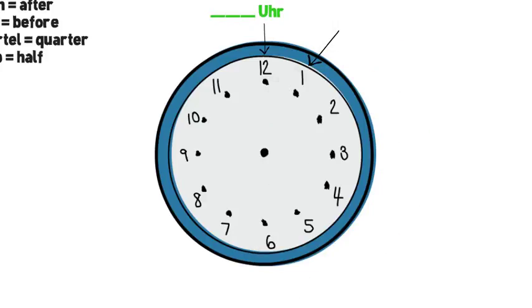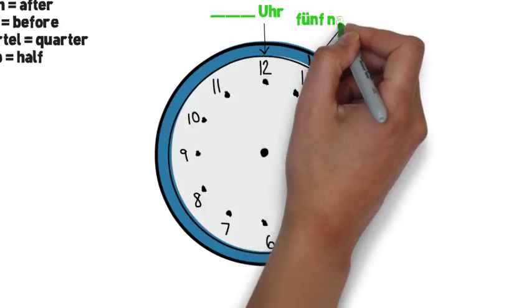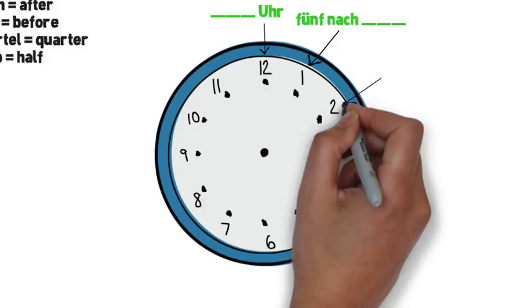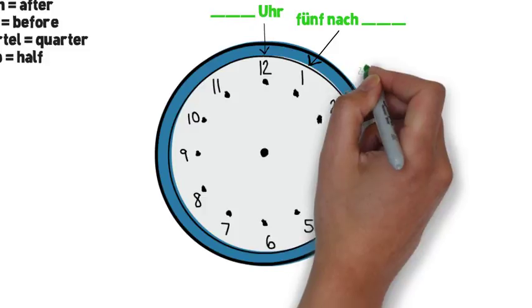5 minutes later, it's now 5 after the hour. So here we'd say 5 nach, whatever the hour was. 3:05 would become 5 nach 3. 4:05 is 5 nach 4. 5:05 is 5 nach 5. 6:05 is 5 nach 6, and so on.